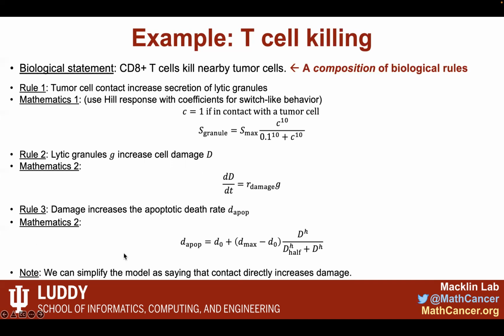And then you might have a third hypothesis saying that your apoptotic death rate, or whatever death rate you want to call it, increases with your damage. And so you just have another Hill response function. Put these 3 things together and you have basically T cell killing with very simple statements.